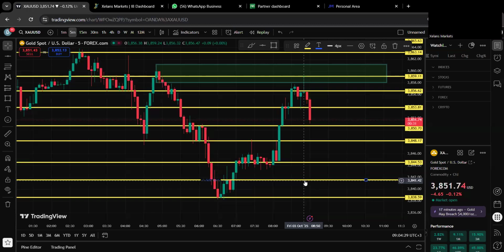So don't say, just because I drew the lines using 4 hours, they are not valid since I'm doing 5 minutes. No. If there was a zone on the daily, we still consider it when you go even to 1 minute. Because looking at this area, this was a zone we drew using either 4 hours or daily. This line here, we drew this zone using the daily or the 4 hours candle.